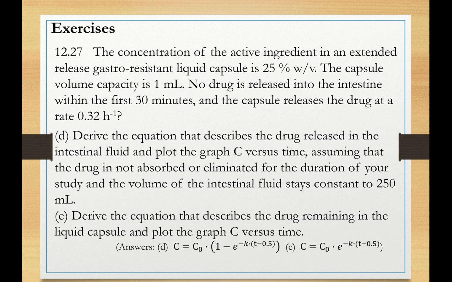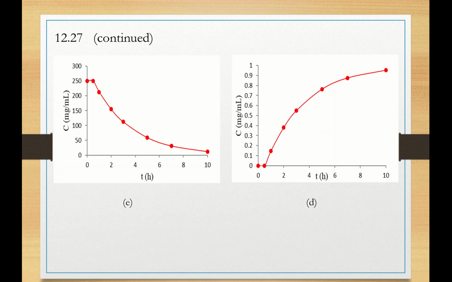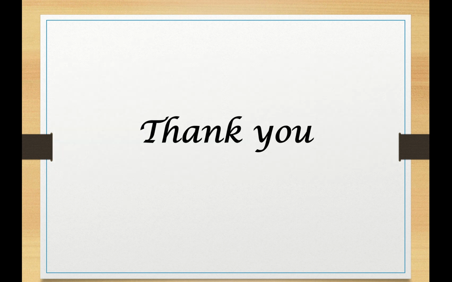And this is time for you to practice. In this exercise, I'm asking you to model the delayed release from a control release dosage form, and in this case you're going to have to perform horizontal shifts, not vertical shifts. These are the answers for D and E, and this is how the drug release profile should look. And at this point we have reached the end of this lecture.